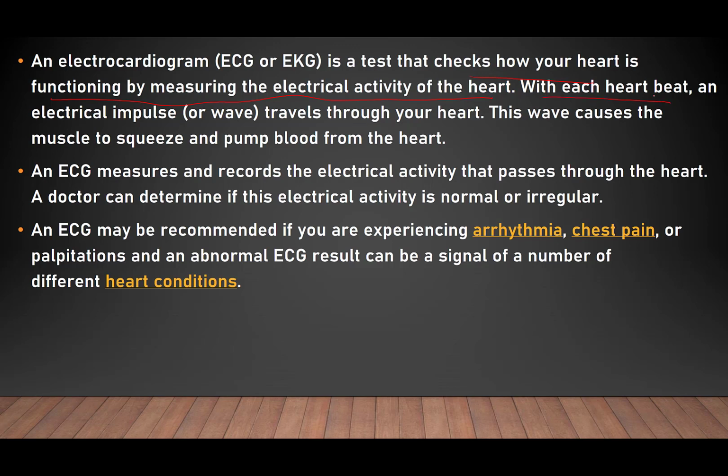With each heartbeat, an electrical impulse travels through your heart. This wave causes the muscle to squeeze and pump blood from the heart. An ECG measures and records the electrical activity that passes through the heart. A doctor can determine if this electrical activity is normal or irregular. An ECG may be recommended. So these are the indications of the ECG: if we have arrhythmias, chest pain, or palpitations. An abnormal ECG result can signal a number of different heart conditions.